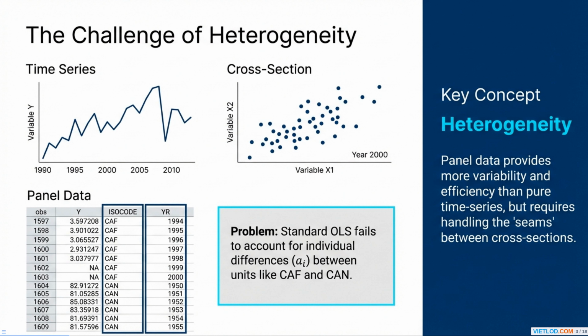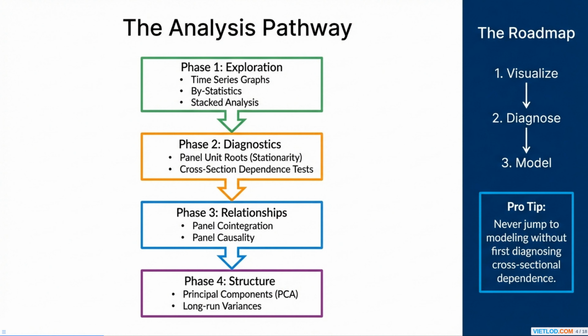Panel data combines both time series and cross-sectional dimensions, giving it more variability and statistical power. The core challenge is heterogeneity. Each cross-sectional unit, like a country or a firm, has unique characteristics. Standard OLS, ordinary least squares, on pooled data fails because it assumes a common intercept, ignoring these individual differences, represented by A sub i, which leads to biased estimates. Panel data requires handling the seams between cross-sections.